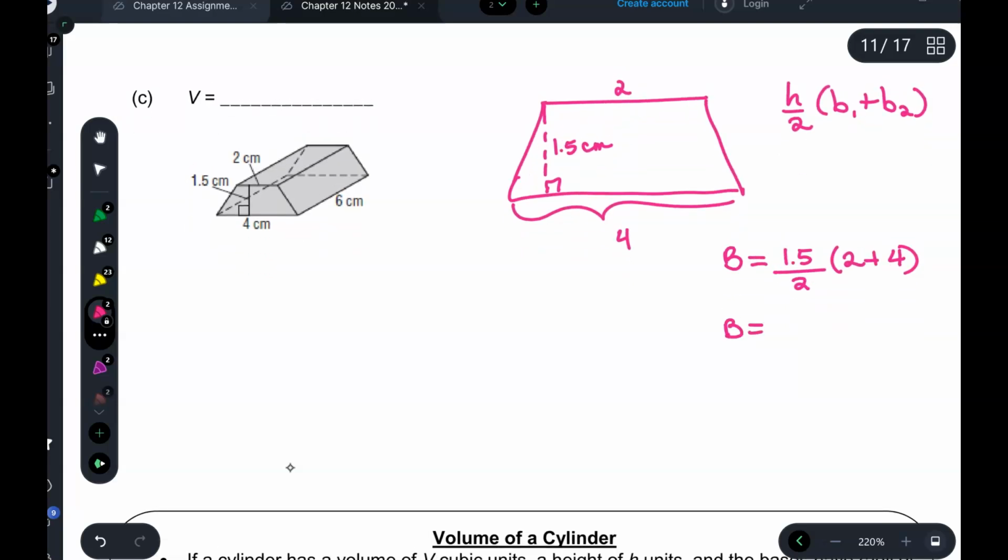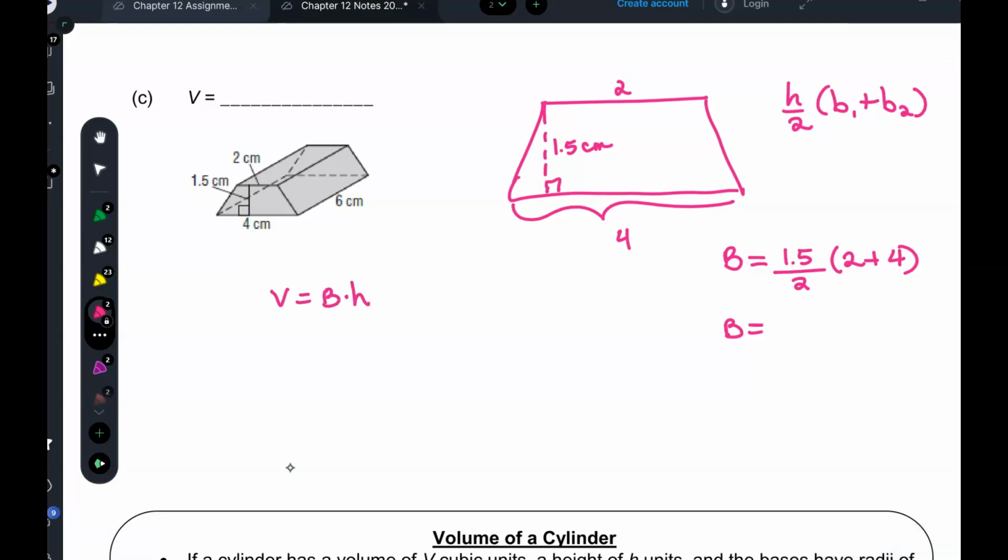Wait, so volume for everything is area of base times height? Area of the base times the height. So that's what we're doing for the volume. So on the side, we're going to find the area of that base. Put it in your calculator. 4.5.